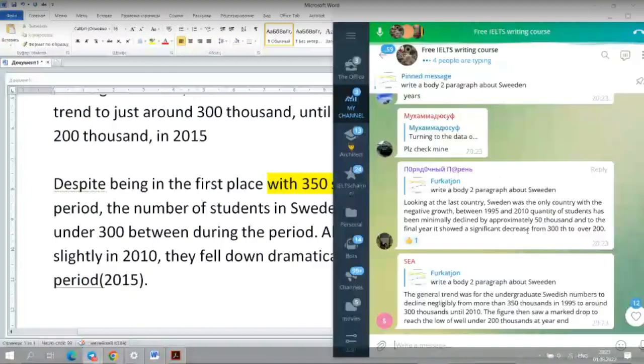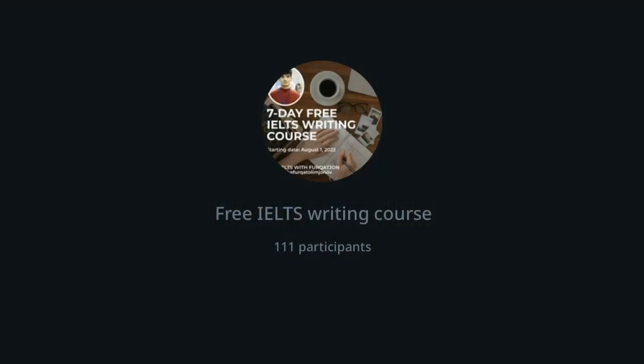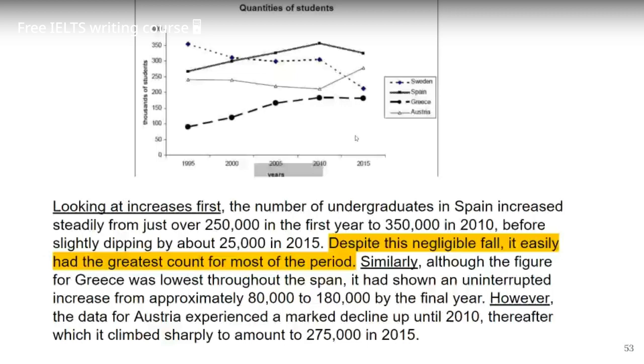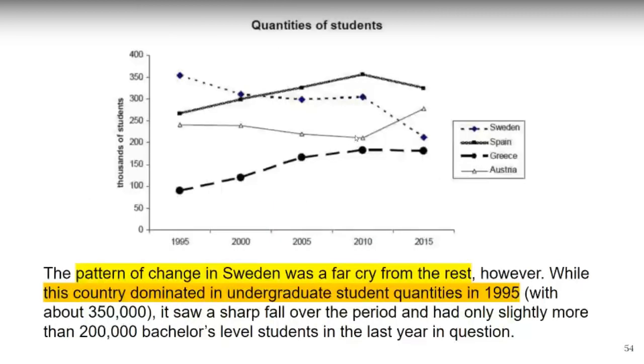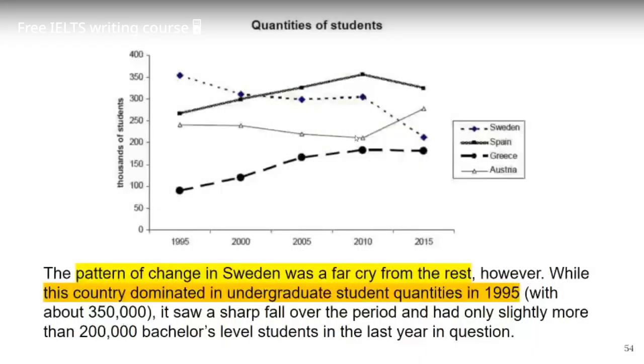I obviously don't have time to read all of your answers, so here's how you can write it. First, you have to give a little comment. You just say the pattern of change in Sweden was a far cry from the rest. Far cry means like totally different. So the pattern of change in Sweden was totally different from the rest of the countries.